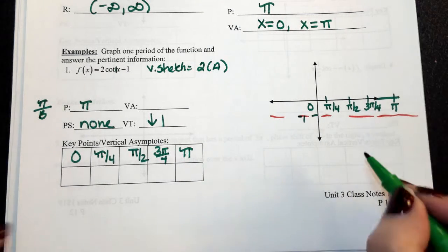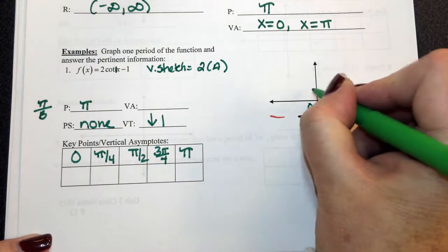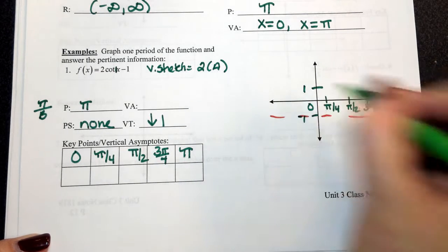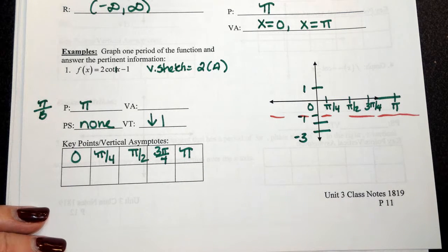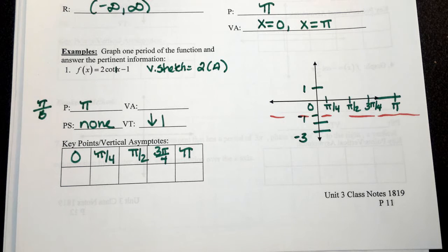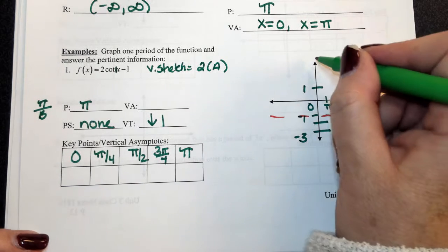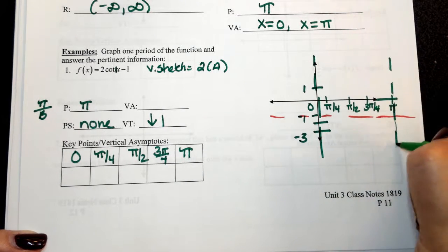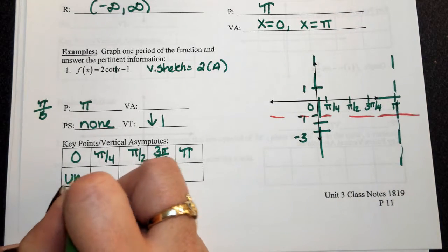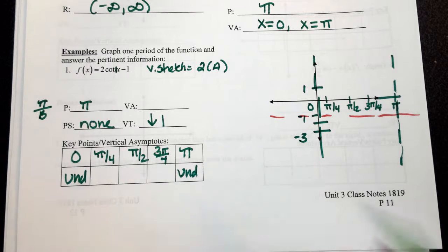So my a value is 2, so that means those other key points will be 2 units above the baseline, so that'll put me up at 1, and 2 units below, which will put me down there at negative 3. So remember, just like tangent, my cycle is going to begin and end with vertical asymptotes. So I'm going to have a vertical asymptote at 0 and a vertical asymptote at pi.